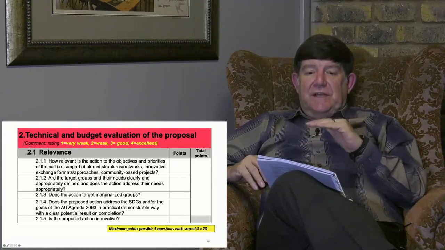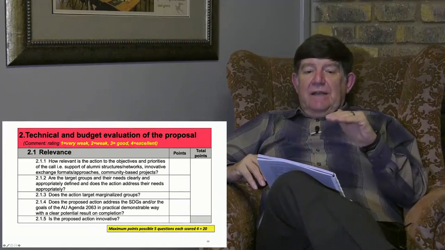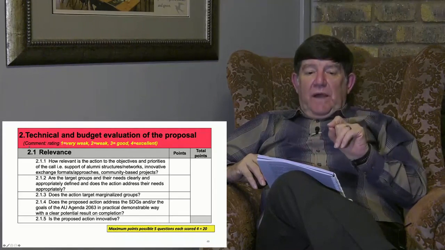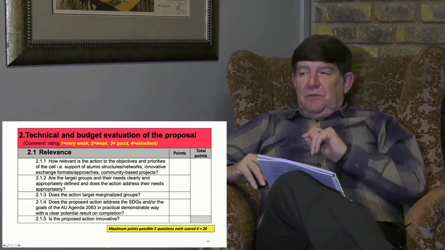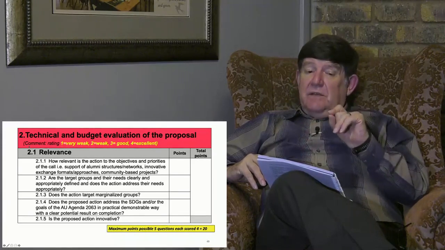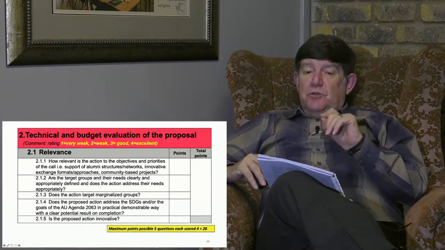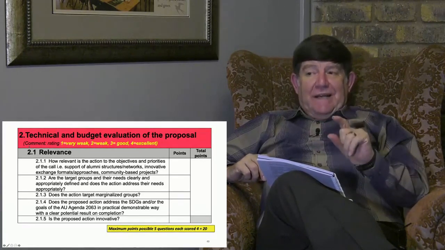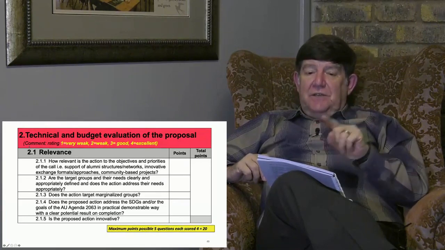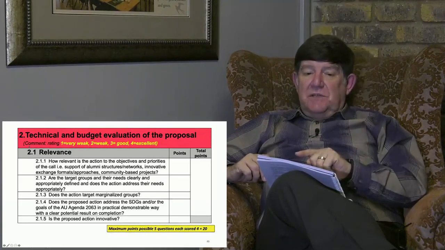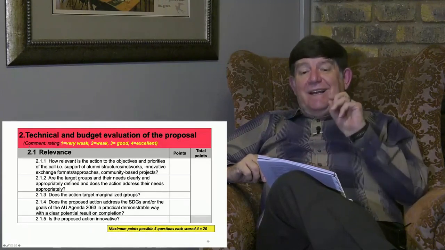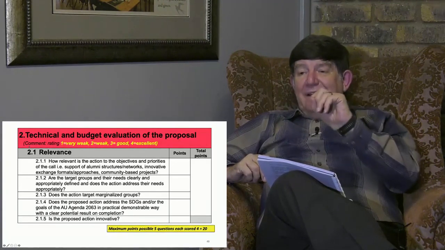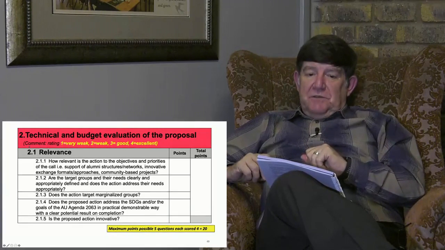Does the proposed action address the Sustainable Development Goals and the AU Agenda 2063 in a practical, demonstrable way and with a clear potential result? This is a very, very critical criteria. For you to score an excellent here, that paragraph in your application needs to be extremely clear how your action is related to the SDGs and the AU Agenda 2063 and demonstrates a clear potential to influence and support the achievement of those objectives.